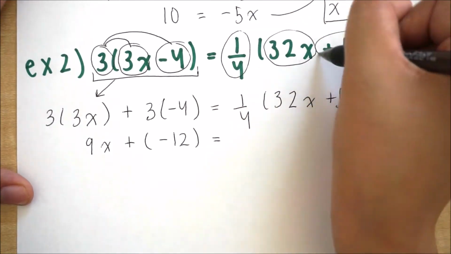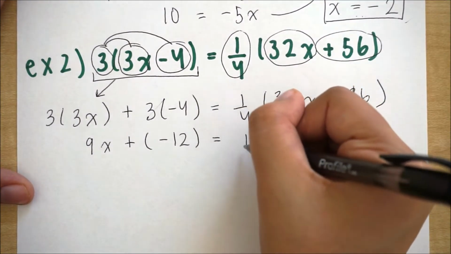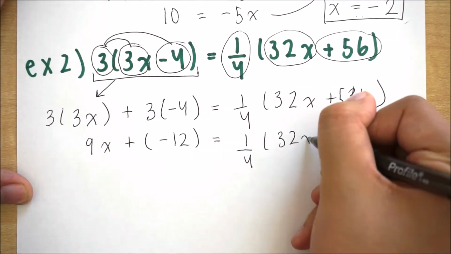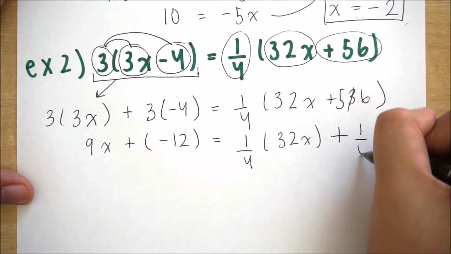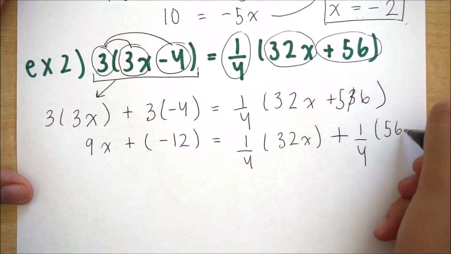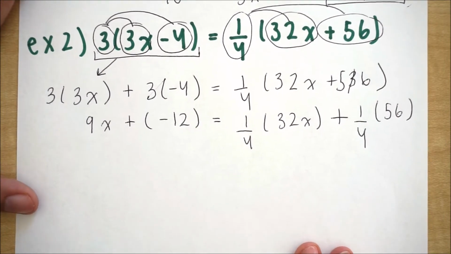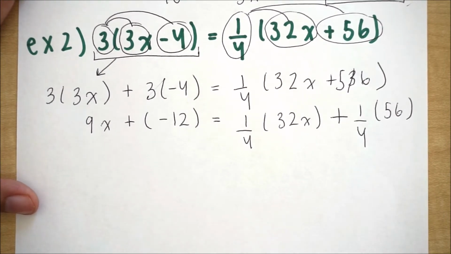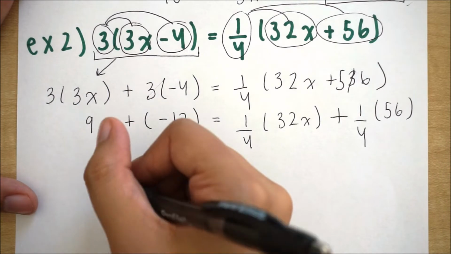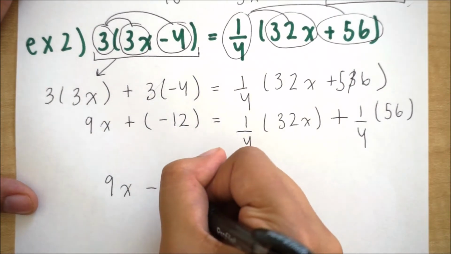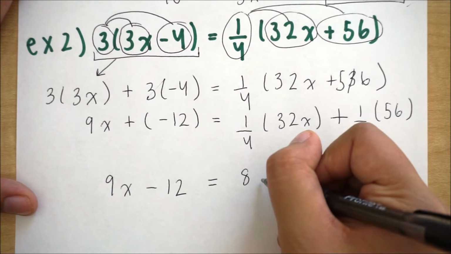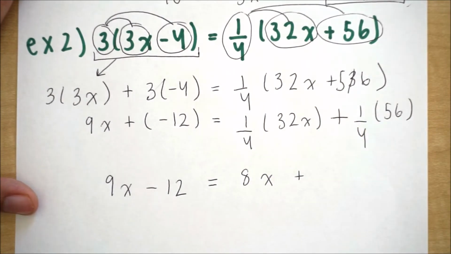So I am mostly done with the left side. Now I want to do the same distribution on the right side. Like I said before, we're going to take 1/4 and multiply it by 32x, and then take 1/4 and multiply it by positive 56. And now we're going to simplify both sides. 9x won't be plus negative 12. The negative will overpower the plus sign, so it will be 9x minus 12. And on the right side, we'll have 8x plus 56 divided by 4, which is 14.